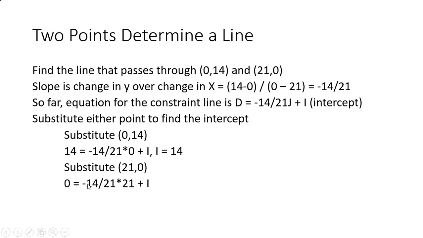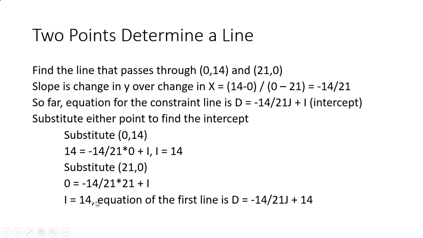So 0 equals negative 14 over 21 multiplied by 21 plus I. So I is still 14. So we've got a slope of negative 14 over 21 and an intercept of 14. So our second line, oops, that says first line, but it should read second line, is d equals negative 14 over 21j plus 14.